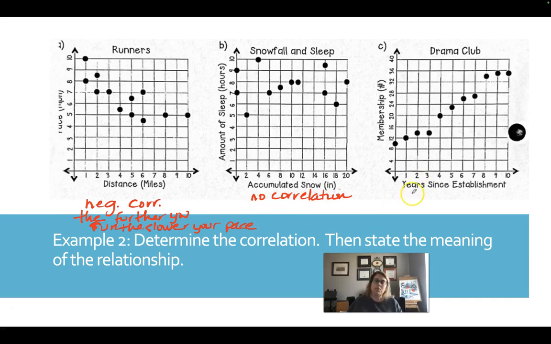And then this last one is the drama club. It shows how long they've been around versus the number of membership. This is a positive correlation. And it seems the longer they've existed, the more members they get. So each year they add members. Each year, more members added.